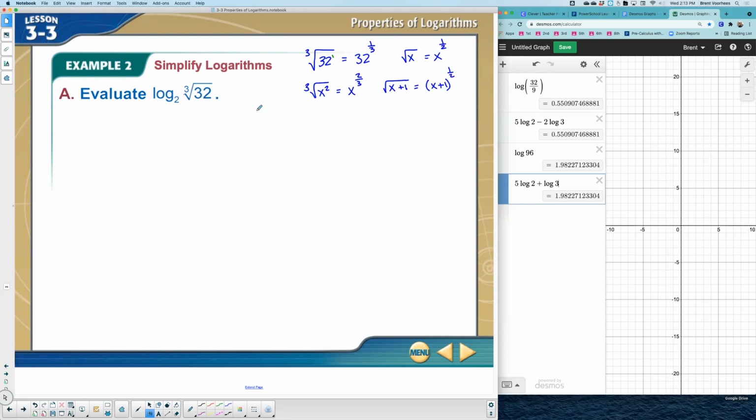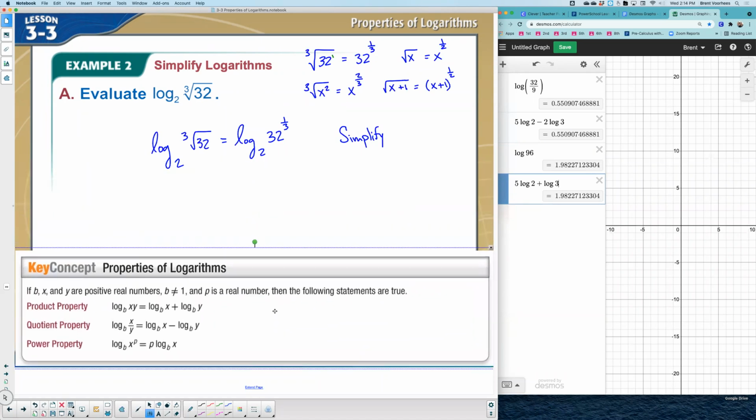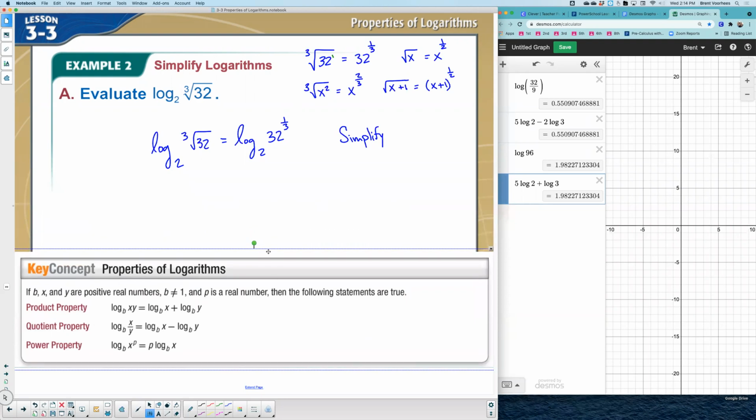So what I'm going to do first here is simplify by rewriting this. Log base 2 of the third root of 32 is equivalent to log base 2, we already wrote it up here, 32 to the 1/3. I'm just going to call that simplify. I know it's just rewriting, but I'm going to call it simplify. I didn't paste my rules. Let me get that on the board. There's my rules. Okay, so step 1's been completed.